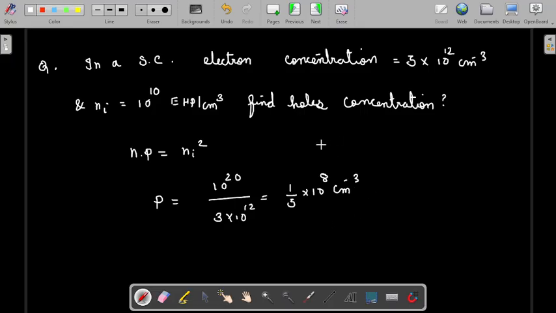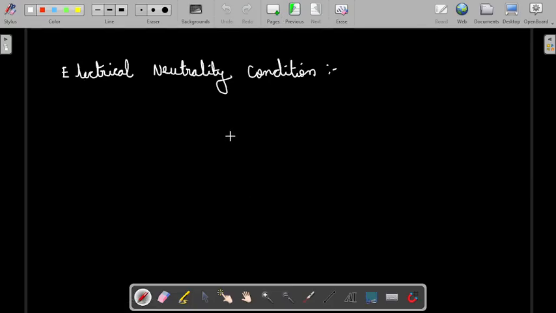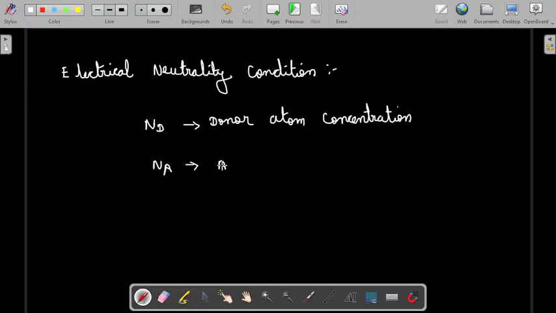From this explanation, we are getting into another important topic, that is nothing but the electrical neutrality condition. So we know that Nd is the donor atom concentration. Then Na is the acceptor atom concentration.